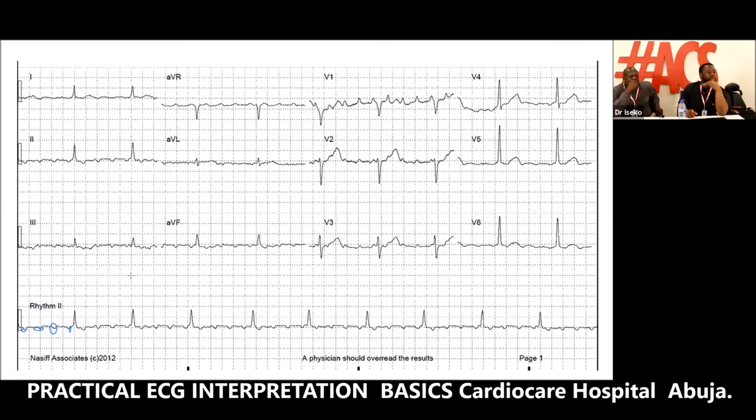If you have questions, please put them in the chat box and we'll answer them immediately afterwards. Or maybe they will have questions related to this ECG. Okay, next. So what else is here? Any other thing? What's the rate here? 1, 2, 3, 4, about 4.5. 1, 2, 3, about 5. So 60, approximately 60.